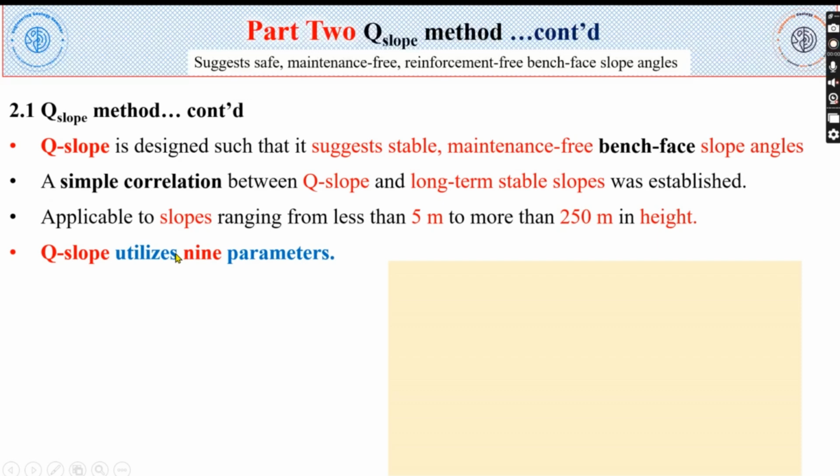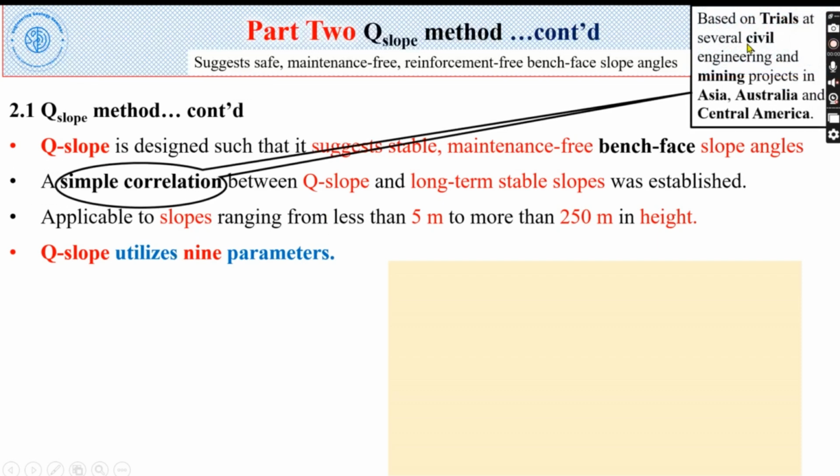for Q-slope, based on which Q-slope is developed, are based on trials at several civil engineering and mining projects in Asia, Australia, and Central America. So the examples taken for development of this technique are from Asia, Australia, and Central America. So trials are not taken from Africa. So we have to apply it in Africa also, see its applicability.